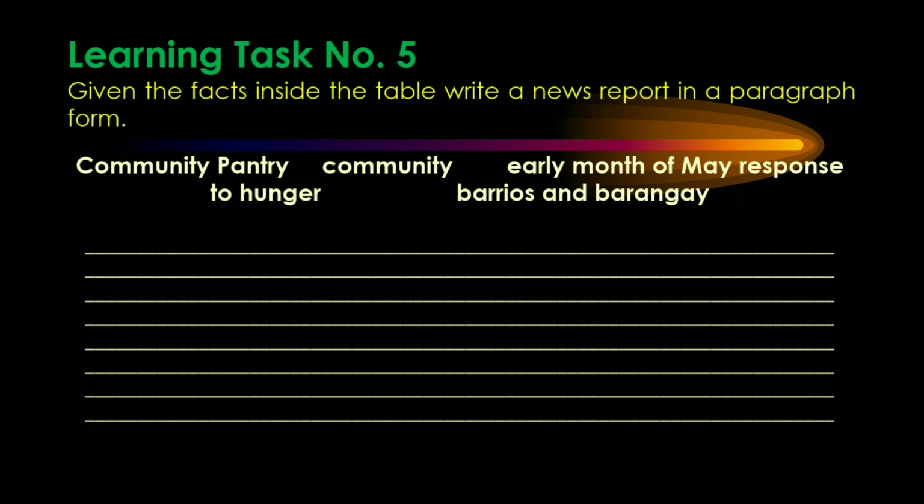And we also have the learning task number 5. For learning task 5, you're going to write a news report in a paragraph form using the given facts. We have the community pantry, community, early month of May, response to hunger, and barrios and barangays. Of course, you have to include the 5 WH elements of a news report. We have the who, what, where, when, and why of the news report. Of course, you will be doing this for 10 minutes to complete the paragraph. Go!